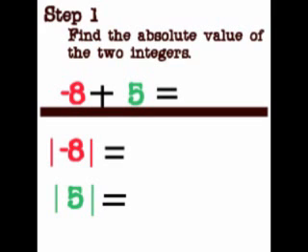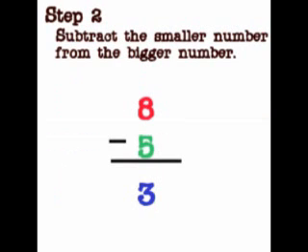Rule number 1. Find the absolute value of the 2 integers. Your first integer is negative 8. Your second integer is 5. Finding the absolute value of those numbers, we get 8 and 5. Remember, absolute value is always positive. Step 2 says to subtract the smaller number from the larger number. 8 minus 5 is 3.